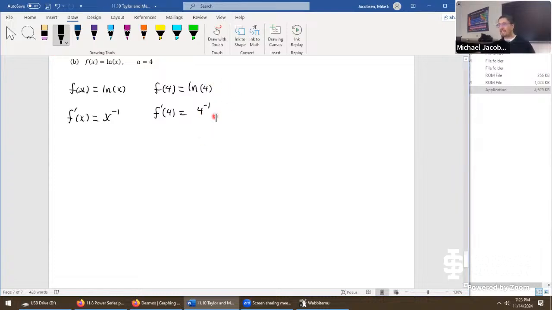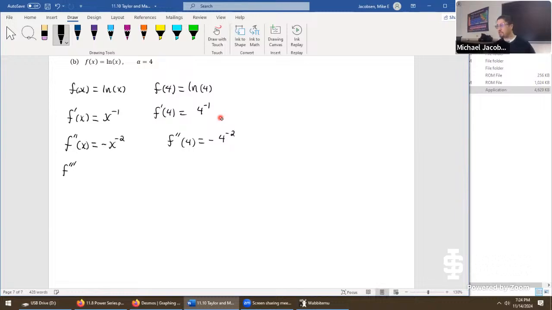And notice this doesn't look like a very good pattern at all. We have natural log 4 to something totally different, the reciprocal of 4. So that's where the pattern seems to break. But if we keep going more and more derivatives, some kind of pattern should emerge. So here's the second order derivative. We'll get negative x power negative 2. So f double prime at that value is just negative 4 power negative 2.